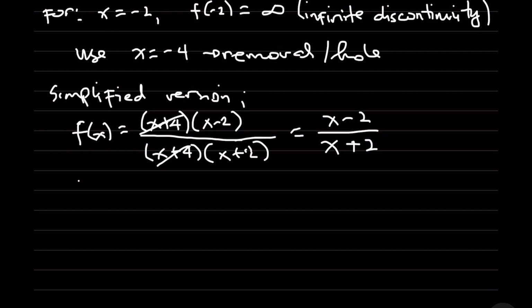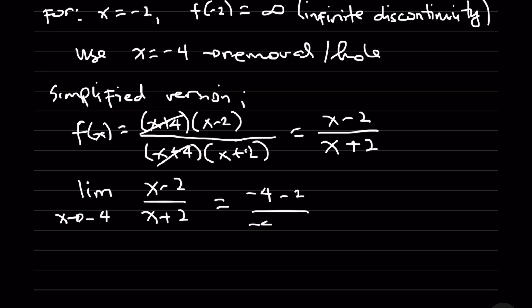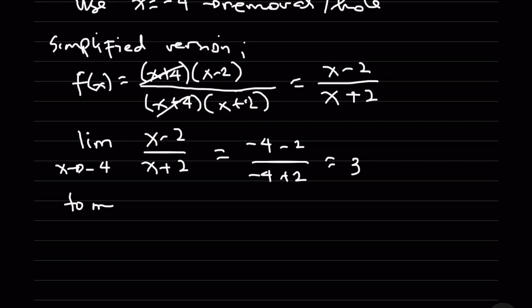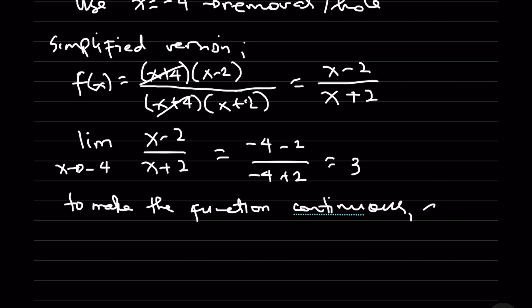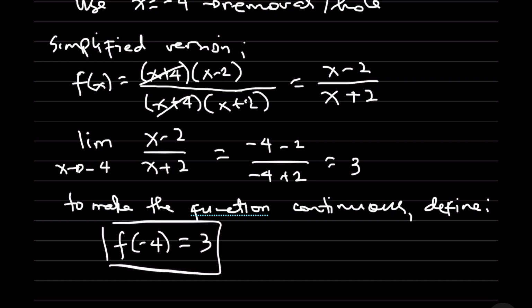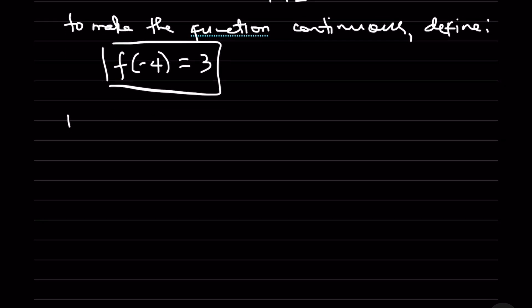Our goal is to find a function wherein it is continuous at x equal to -4. So what we do is we get the limit of the simplified version of the function as x approaches -4, and the value is equal to 3. So to make the function continuous, we define f of -4 to be equal to 3.